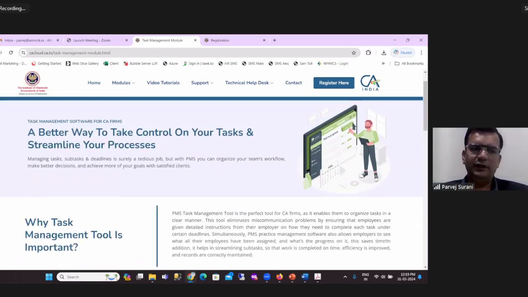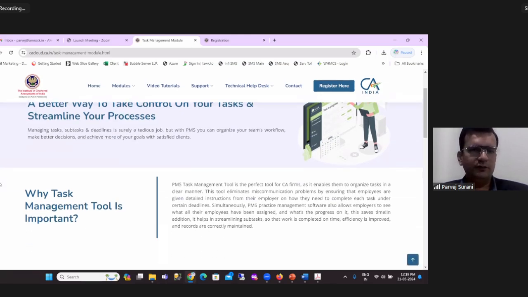By using task management, you can manage your tasks, subtasks, and deadlines. These are all very tedious jobs, but with the PMS, you can organize your team's workflow, make better decisions, and achieve more of your goals with satisfied clients. Through the task management module, you can set your recurring tasks in the PMS software. So no need to start the same task again and again. Like if you start the GST work, then every month or every quarter that task has to be done for the same clients. So no need to start that task again and again.